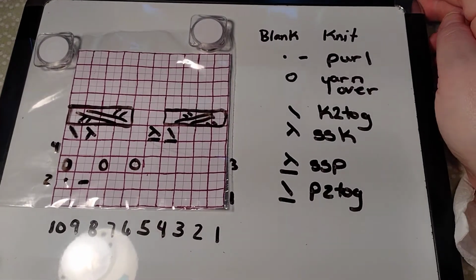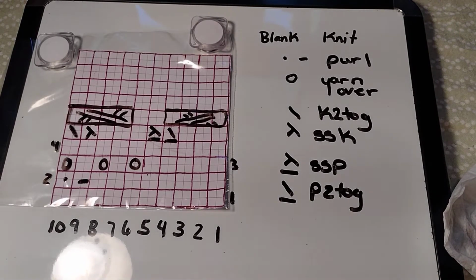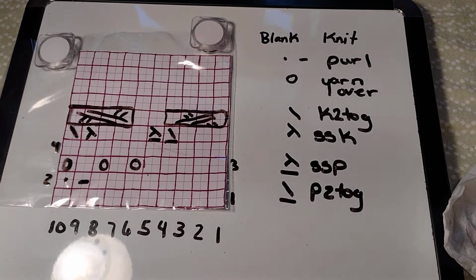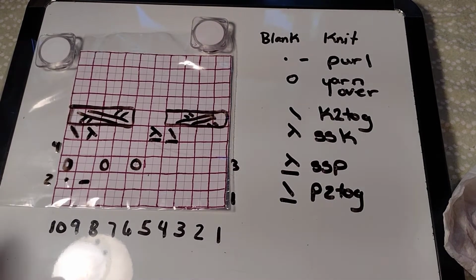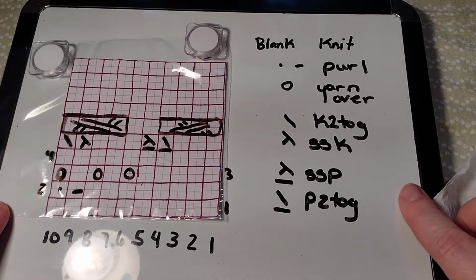So that's really all there is to a chart. They're really easy once you get them figured out. It's not too hard to understand. And there are different symbols for different things. There's slip stitches and purling 3 together, decreases, increases. There's different things like that. But these are the basic ones, and these are the ones I usually use in my patterns.